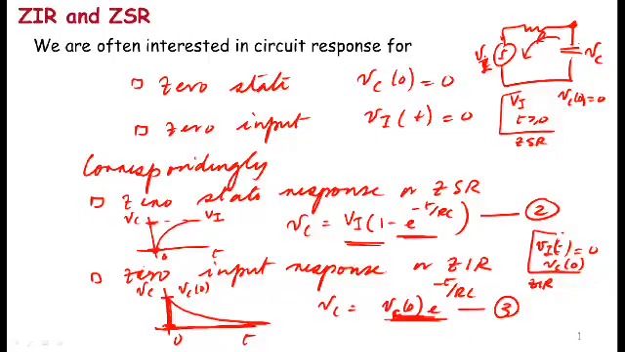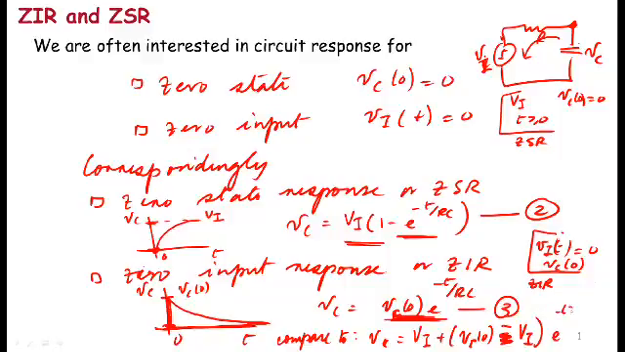So before I move on, I just wanted to show you one very interesting fact, which is think of that as a form of superposition. I want you to compare 1 and 2 to this: VC equals VI plus VC of 0 minus VI times e raised to minus t over RC, which was my equation 1 that we had discussed earlier. Okay, so what do you notice here?